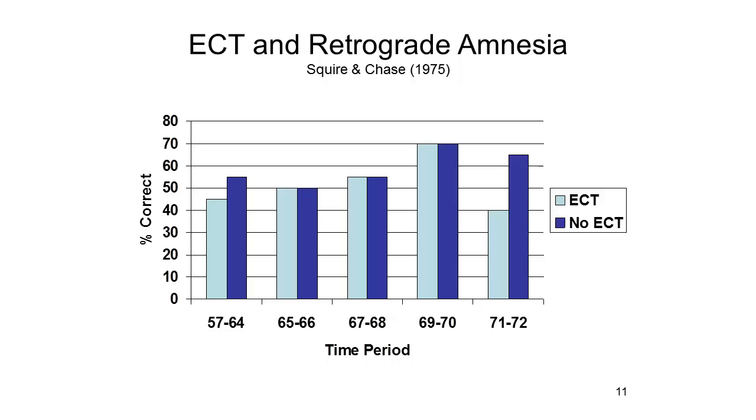But if you go back another couple of years to 1969, 1970, 1967, 1968, there's absolutely no difference between the ECT patients and the patients who did not receive ECT. So here again, the amnesia is temporally graded. It affects very recent memories more than more remote memories. And again, this is exactly the pattern of results we'd expect on the basis of the consolidation hypothesis.